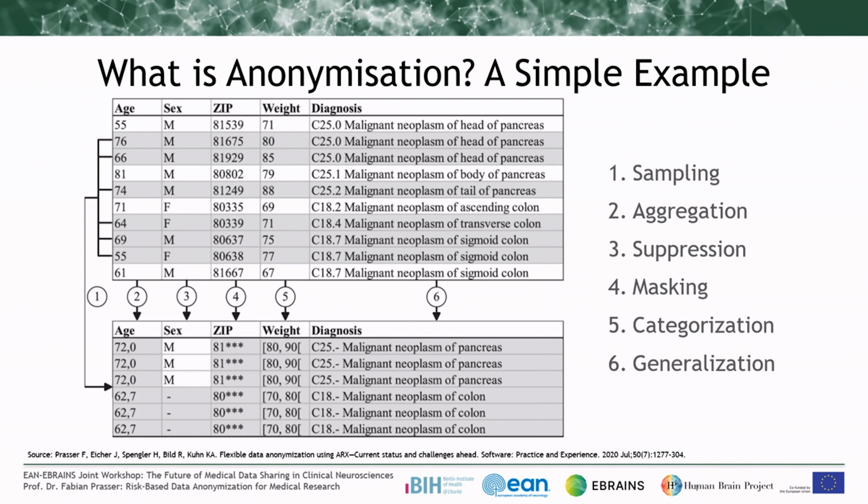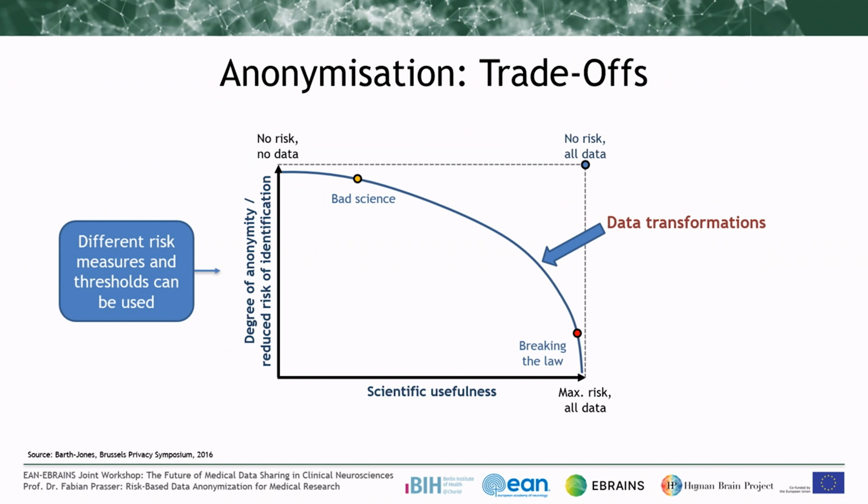What we can also see from this example is that anonymization can have a significant impact on the statistical properties of a dataset, potentially leading to bias in scientific analysis. This brings us to a central property of data anonymization, which is when only looking at a dataset itself, there is an inherent trade-off between the degree of anonymity or the reduction in likelihood of identification that can be achieved and its scientific usefulness. On this slide, you can see an abstract depiction of this inherent trade-off.